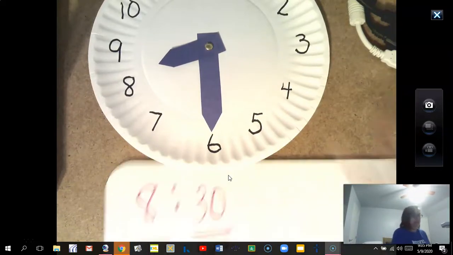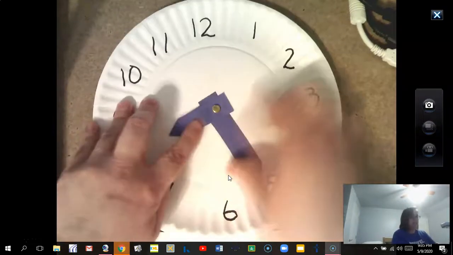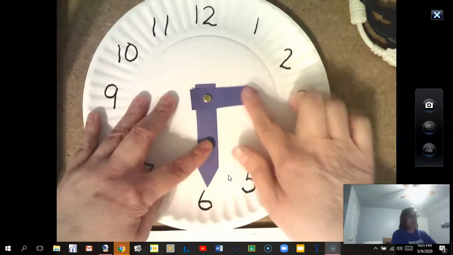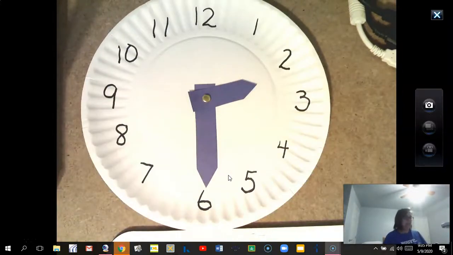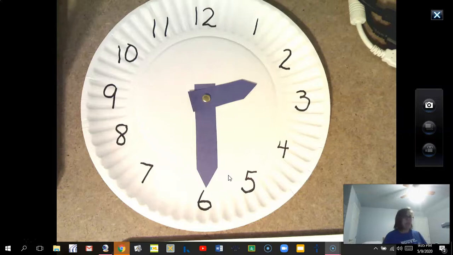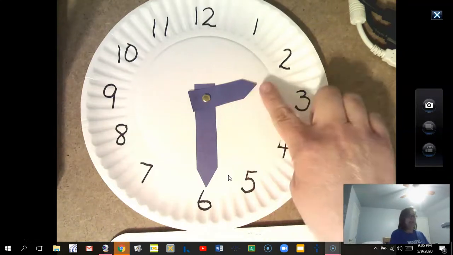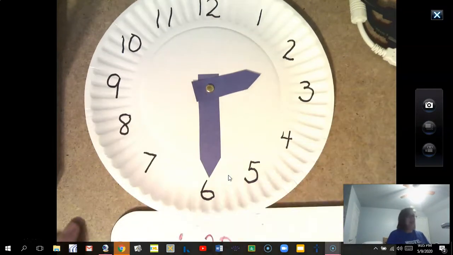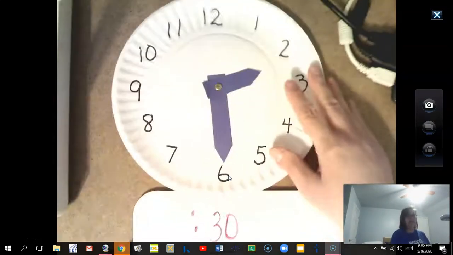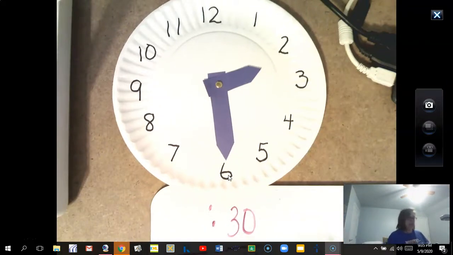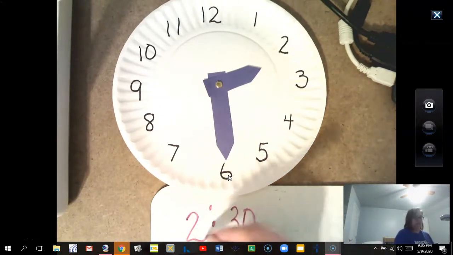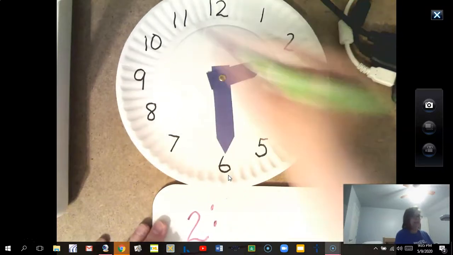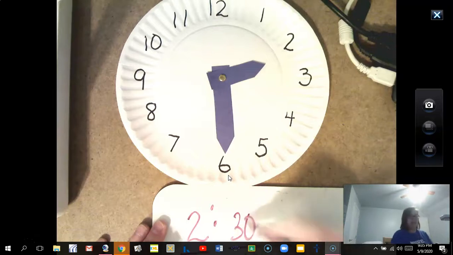Okay? So then if I take my clock and say it's like this, what time is that? Look at the hour hand. It's between the 2 and the 3. Hasn't reached the 3 yet. So it is 2 because it hasn't reached the 3 yet. And then it's halfway around. It's on the 6, so the minutes are 30.